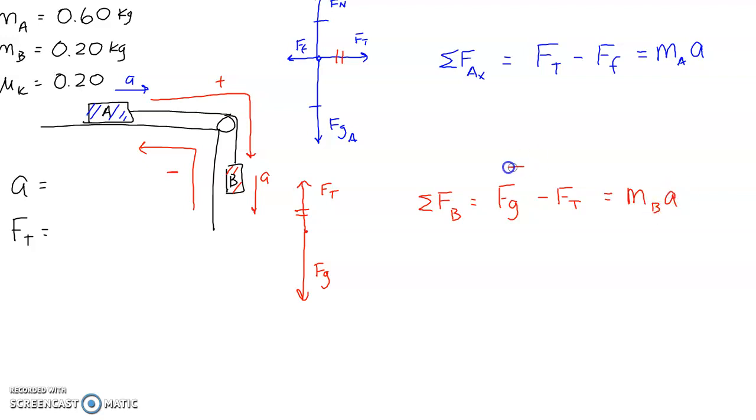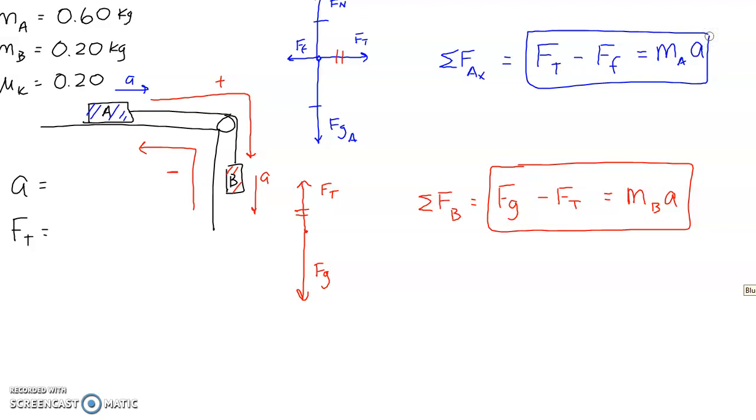So it is this equation and this equation that we have that will help us solve for the tension and the acceleration. Basically, you have a system of two equations. You have two unknowns, tension and acceleration. And the other things are things that are somehow given to us.